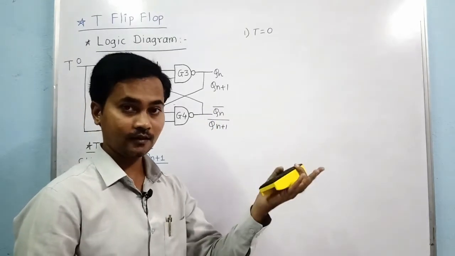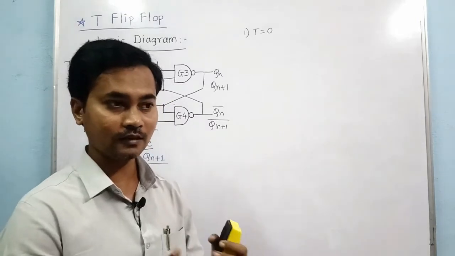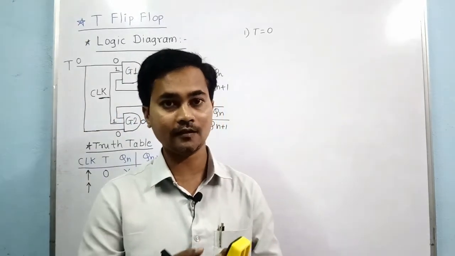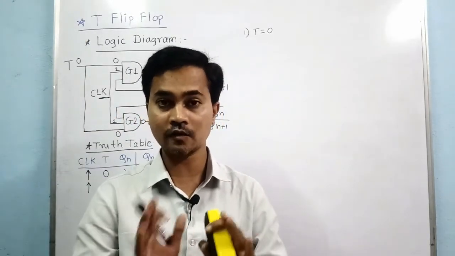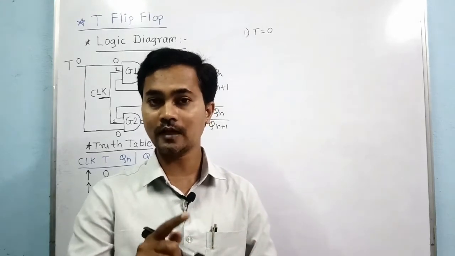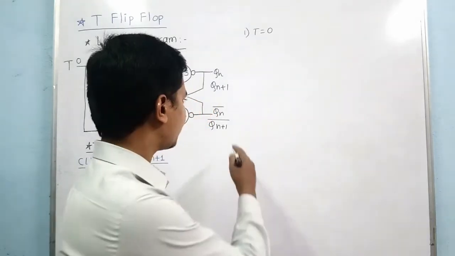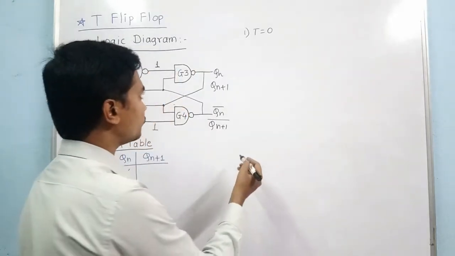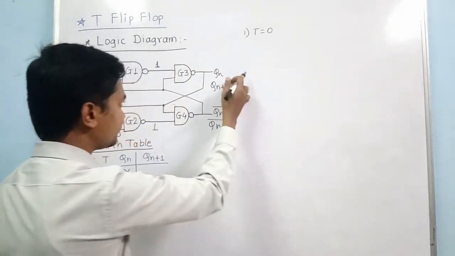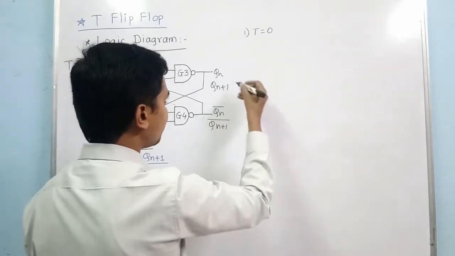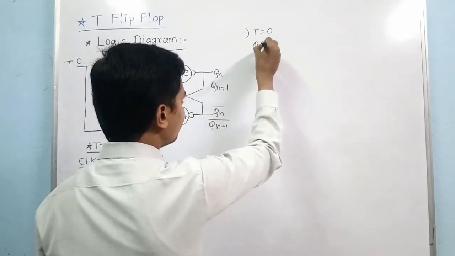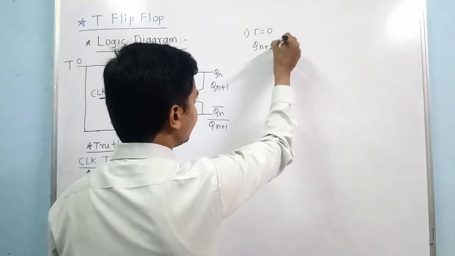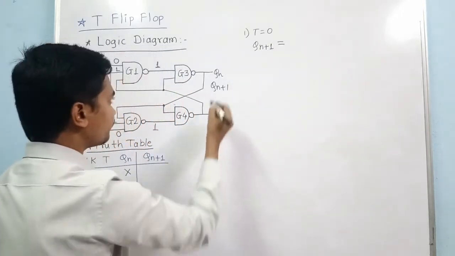In case you don't get a constant value, that is a hard-coded 0 or 1, only then do you have to go for the other output of the T flip-flop. So coming to this point, Qn plus 1 has to be obtained. So Qn plus 1 is equal to what? Qn plus 1 will be what?